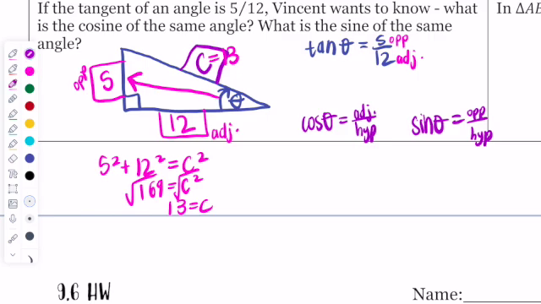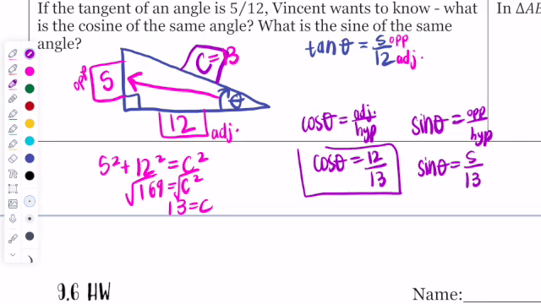Why does that help me? Because now I can find my cosine ratio. It's going to be adjacent over hypotenuse, so it's going to be 12/13. And then the sine ratio is going to be opposite over hypotenuse, so it's going to be 5/13. So we were able to find our missing pieces after using Pythagorean theorem. So Vincent wanted to know what the answers were, and here they are.